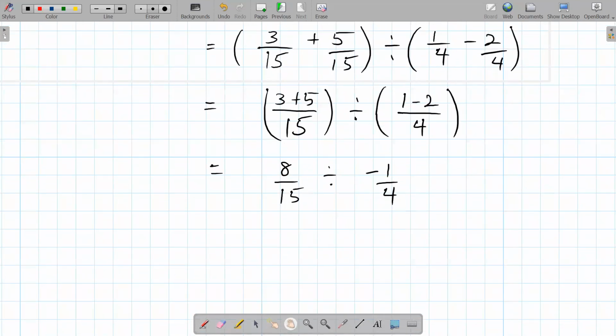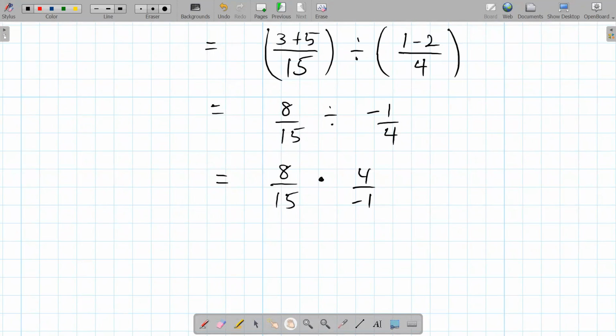Remember that if you're dividing, you change to multiplication, and then you flip the fraction on your right hand side. So 8 over 15 times 4 over -1. From here, I don't see anything canceling. This is not reducible. So I'm just going to multiply across, 8 by 4, and then 15 by -1. And that should give me 32 over -15.